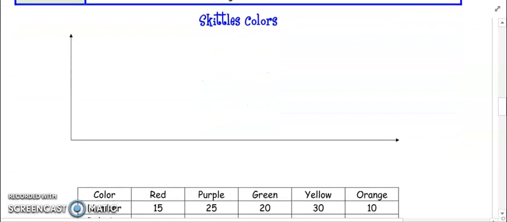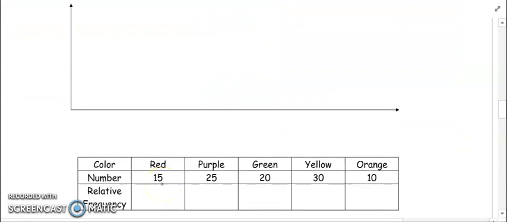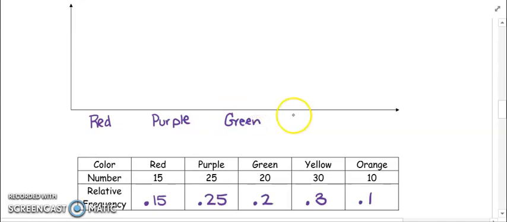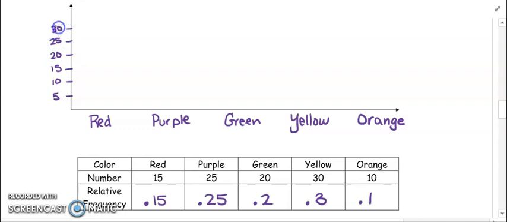All right, so with our Skittle colors down here, I have given you what our numbers were again, and the relative frequency, that was just 0.15, 0.25, 0.2, 0.3, and 0.1, and we know how to do the relative frequency by doing the number divided by the total. All right, so my categories here, I've got the red, the purple, the green, the yellow, and the orange. And then along the side, I'm going to do my frequency. So I'm counting by fives here. And I'll label that with frequency along the side.